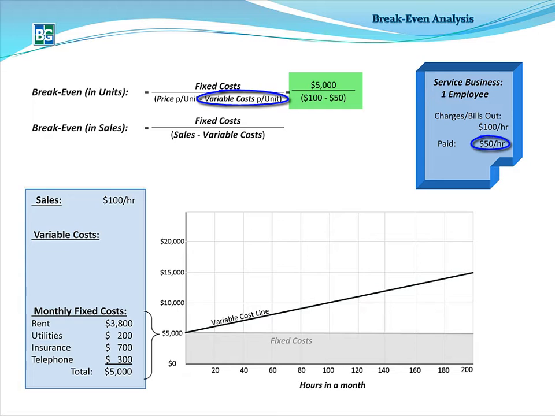The variable cost line always starts at the top of the fixed cost line and increases at its rate for every unit sold. In this case, the unit cost is $50, which is paid to the employee per hour.